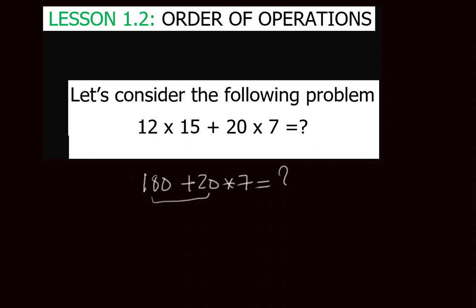So 180 plus 20 is 200. Then 200 times 7. Then the result is 1400. So without following the order of operations or any rule, the outcome is 1400. Now let's see if there's a difference when we follow the order of operations.